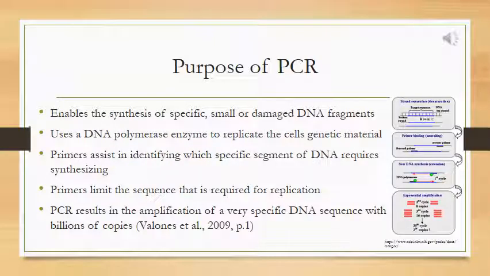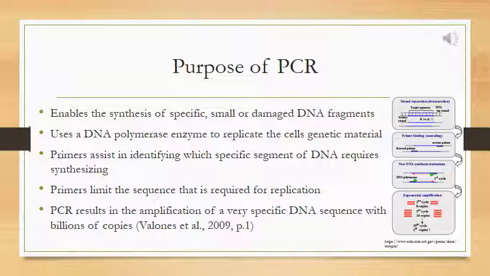So, what does the PCR technique allow us to do? PCR enables the synthesis of specific DNA fragments using a DNA polymerase enzyme, which takes part in the replication of the cellular genetic material. The DNA polymerase enzyme is an enzyme that creates DNA by joining the nucleotides together. This enzyme creates a complementary sequence of DNA as a small fragment.